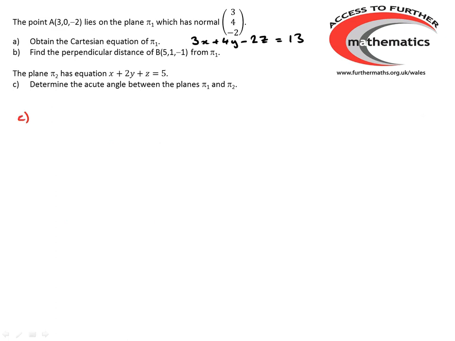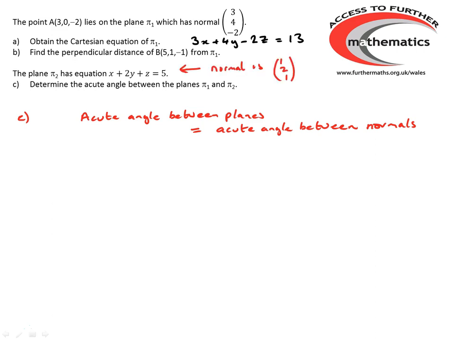Part C, we need to find the acute angle between the two planes. Now, the acute angle between two planes is the same as the acute angle between the two normals. So, the normal for the first plane is the vector 3, 4, minus 2. The normal for the second plane is the vector 1, 2, 1. So we are simply looking to calculate the acute angle between the vectors 3, 4, minus 2 and 1, 2, 1.